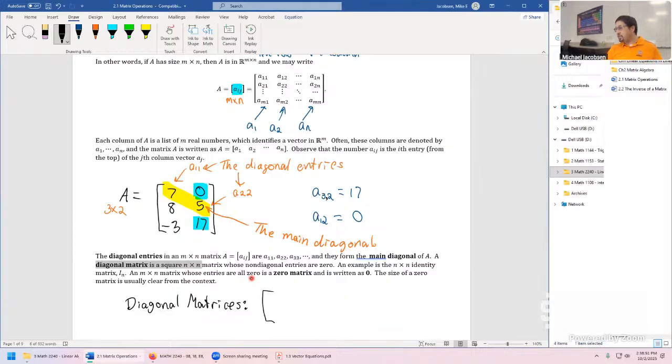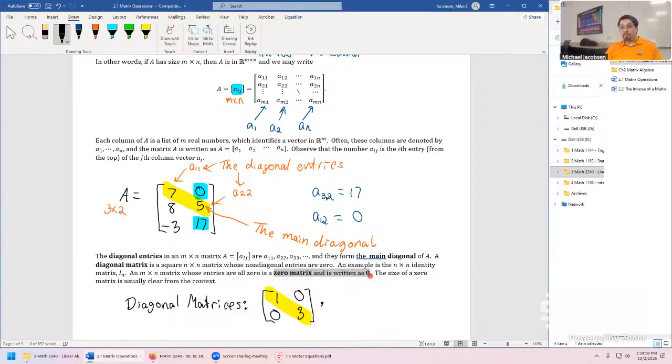So one diagonal matrix could go like this. The non-diagonal entries are all 0, and those would be entries here and here. This would be the main diagonal, and they could take on any number whatsoever. They can in fact be 0, 0. That would just mean it's the 0 matrix at that point. Or it could be something like 1, 3, and that would make it diagonal.